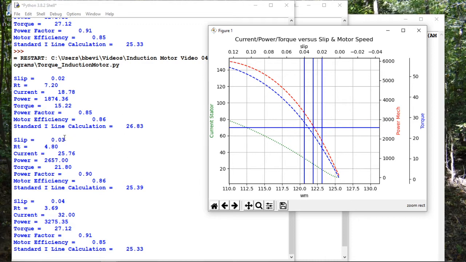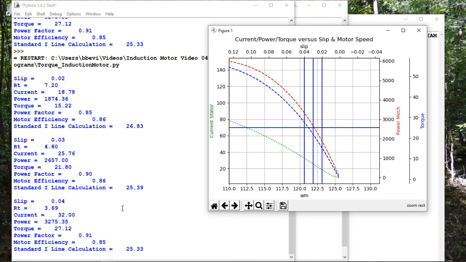Okay, so let's go to a slip of 0.3. If we go to a slip of 0.3, then RT, which is RR over S, is 4.8 ohms. The current's gone up to about 25. The torque is 21, and here again 3 times that would be the motor torque. Power factor's gone up, which we saw. Motor efficiency about the same, and the calculation here is pretty much in line. So for this particular motor, a slip of 0.3 is pretty close to your standard calculations for your line current.